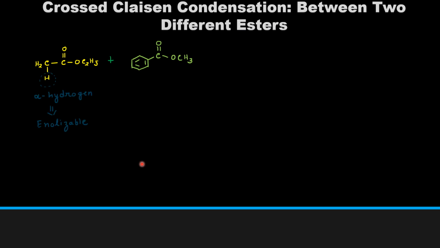This is an example of cross Claisen condensation reaction between two different esters. So here we have taken two different esters, ethyl acetate and methyl benzoate. Now ethyl acetate has an alpha hydrogen which is enolizable, but in methyl benzoate this alpha carbon doesn't have any alpha hydrogen, so it is not enolizable.